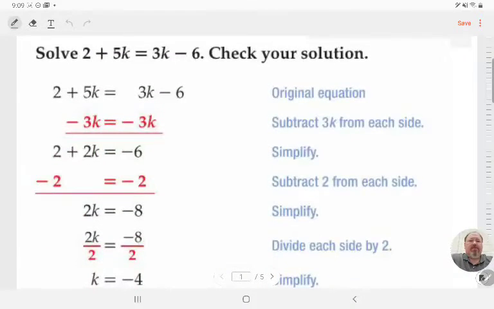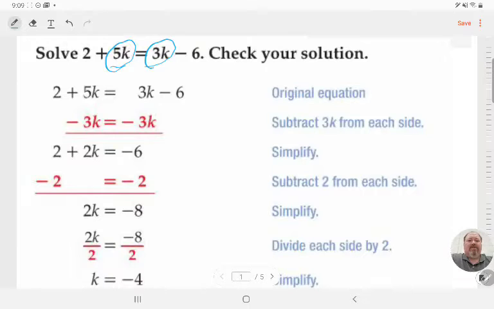We have 2 plus 5k equals 3k minus 6. Now you will see that we have a variable on both sides. We have 5k and we have 3k. It's the same variable. They are like terms. So we want to move all of our variables to one side. So we can take a look at this.